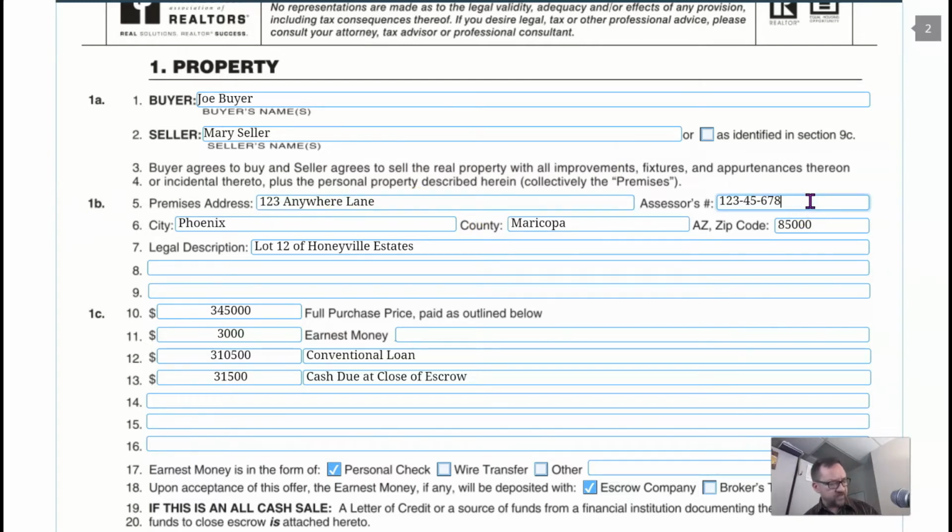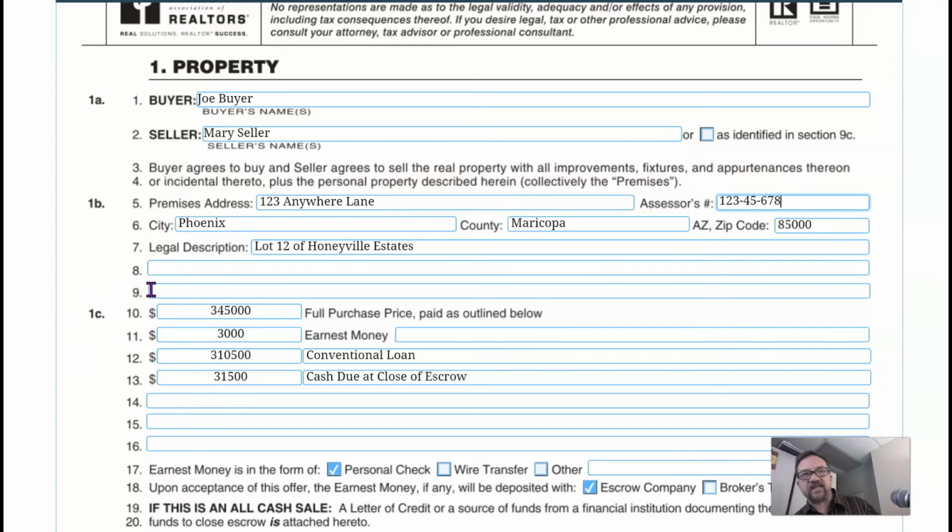What the assessor's number is, it's like the social security number for your property. Every parcel out there has a separate number assigned to it. And this is what the county uses to assess taxes. Your escrow office and your title officers are also going to use this when they're doing the title search on it. Next lines you have on here are city, state, your zip code, and the legal description.